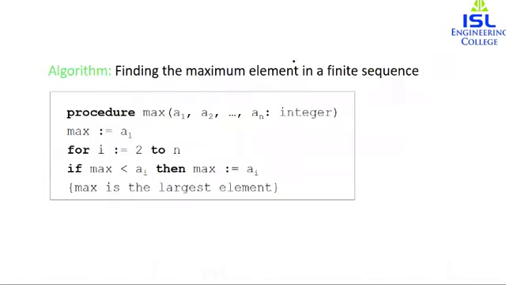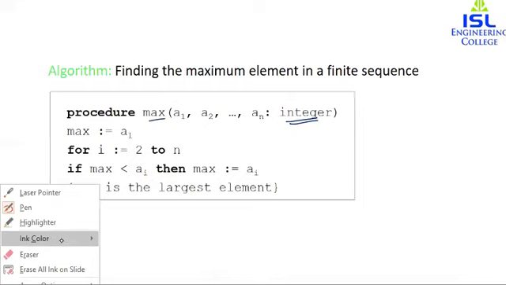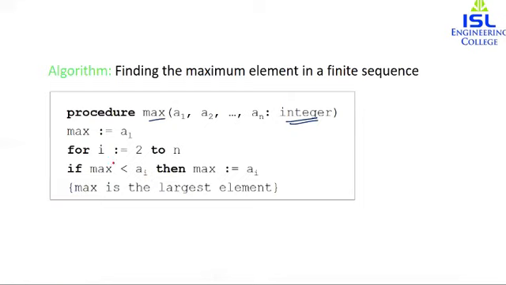So for the algorithm of finding the maximum element, we take a procedure. The procedure name is max. And what is the input being given? The input is an array from a1 to an of the type integer. After that we initialize the first element to a temporary variable which is max. Then we keep comparing the elements from a2 to an. If max is less than that, then we assign whatever element is greater than max to max, and at the end we get the maximum element.